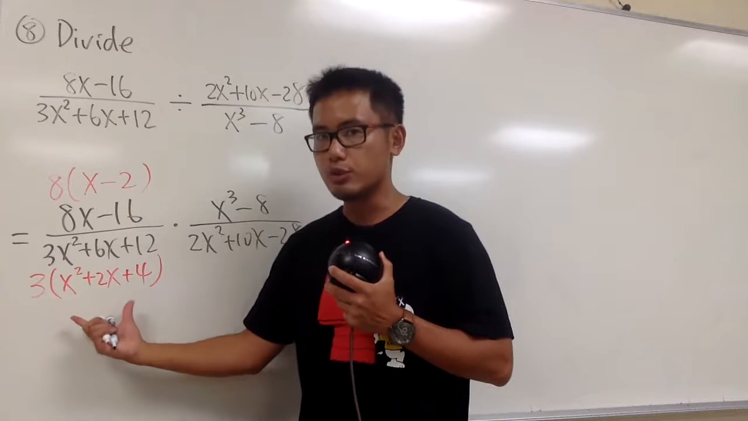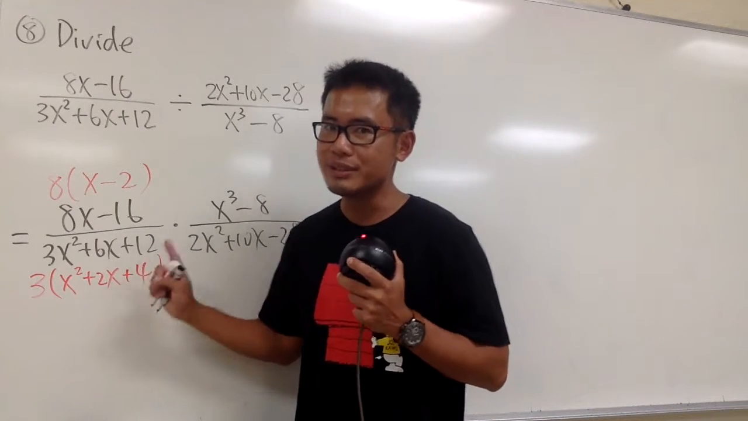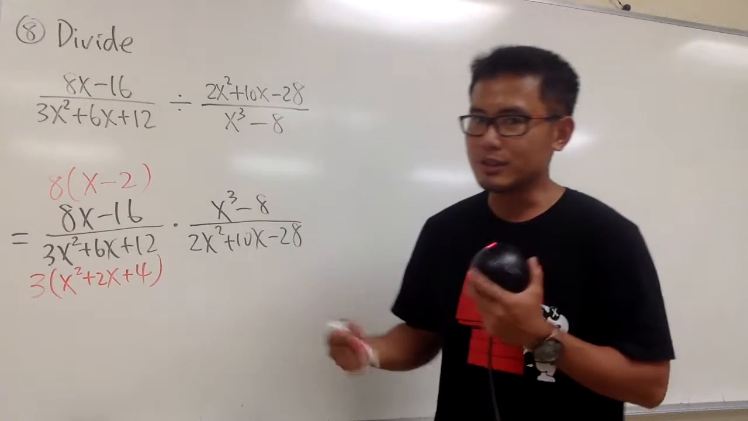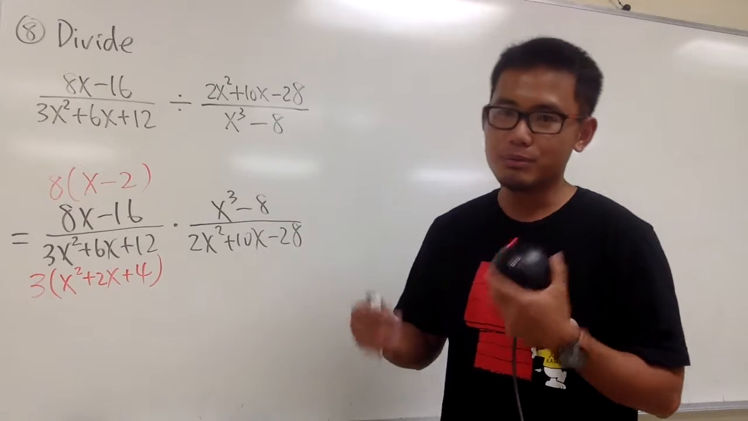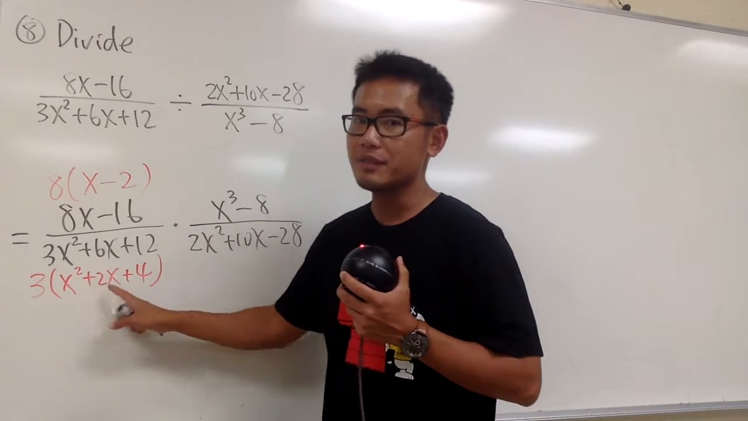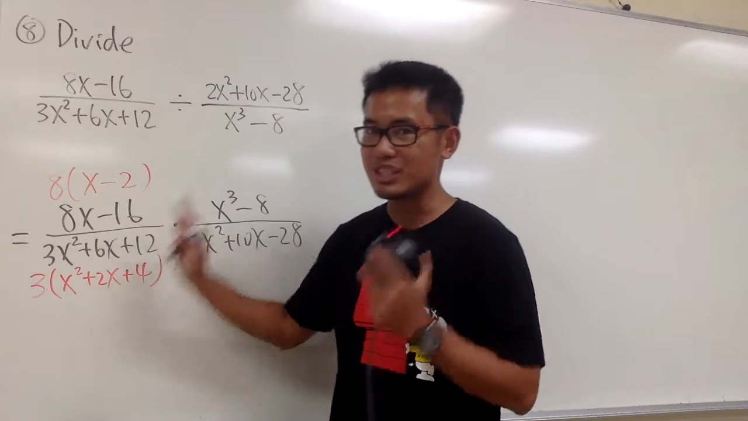And if you pay close attention, this is x squared plus 2x plus 4. This is actually not factorable, because if you break down 4, what times what equals 4? 1 times 4, 2 times 2. But none of the combinations will add up to be positive 2. Okay, so this is not factorable. We'll just leave it as it is.